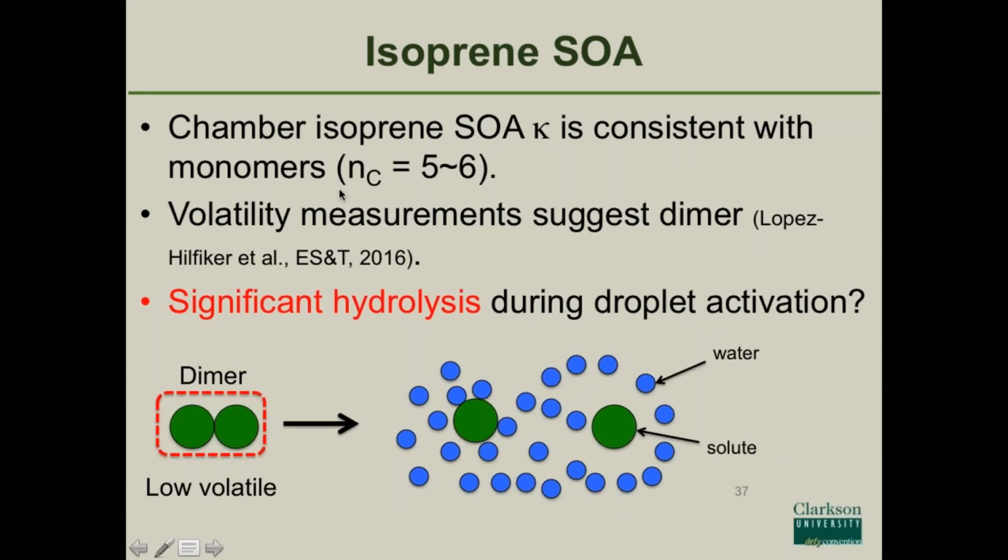So a possible interpretation is that the chamber-generated SOA is pretty consistent with the size of the monomer, about 5 carbon, coming from isoprene, which is 5 carbon. Based on volatility, that suggests significant dimerization. So for both of them to happen, there may be some hydrolysis going on during droplet activation. That may be what you see in, say, for example, a filter, and it may be low volatility. Once they get into the CCN counter, once they activate into cloud droplets, this water might hydrolyze this dimer molecule. So then the kappa value will be closer to that of the monomer, and volatility will be closer to that of the dimer.